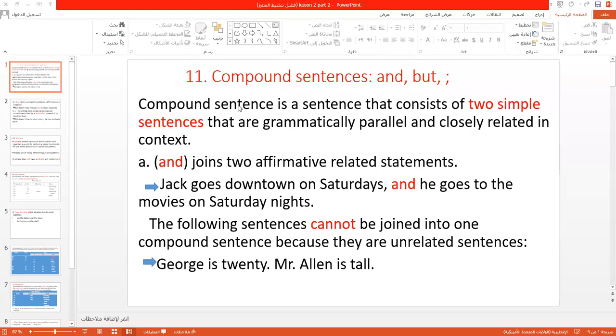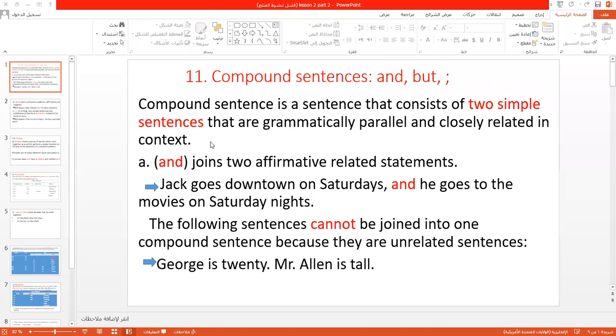As you see here, I write this here. A compound sentence is a sentence that consists of two simple sentences. Look, two simple sentences. But what about these two simple sentences? They must be grammatically parallel, من الناحية النحوية القواعدية متوازنات, and closely related in context. When I say closely related in context, I mean يتناول نفس الموضوع، نفس السياق.